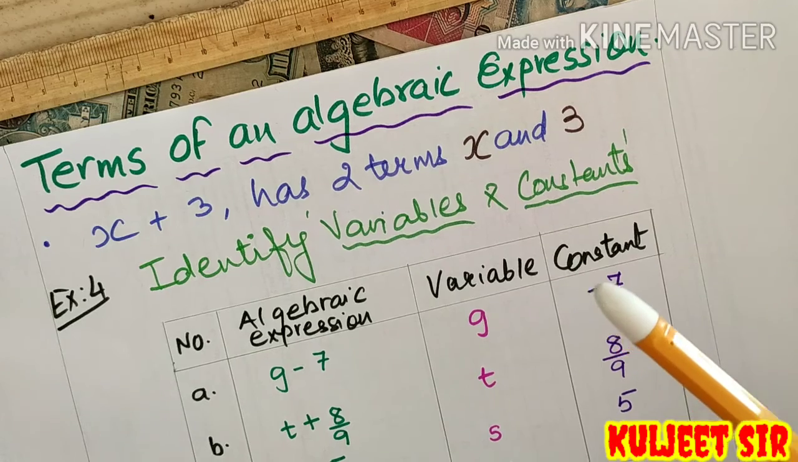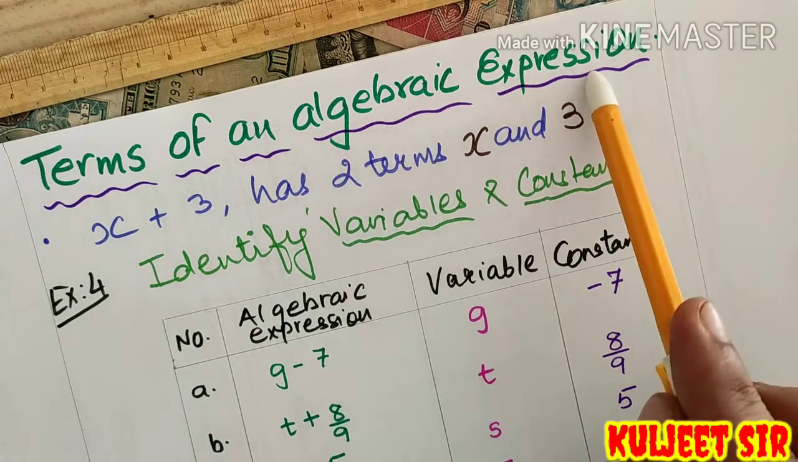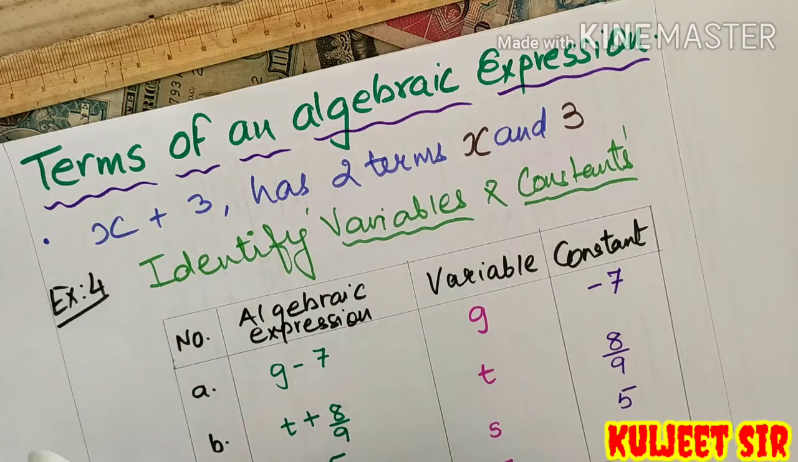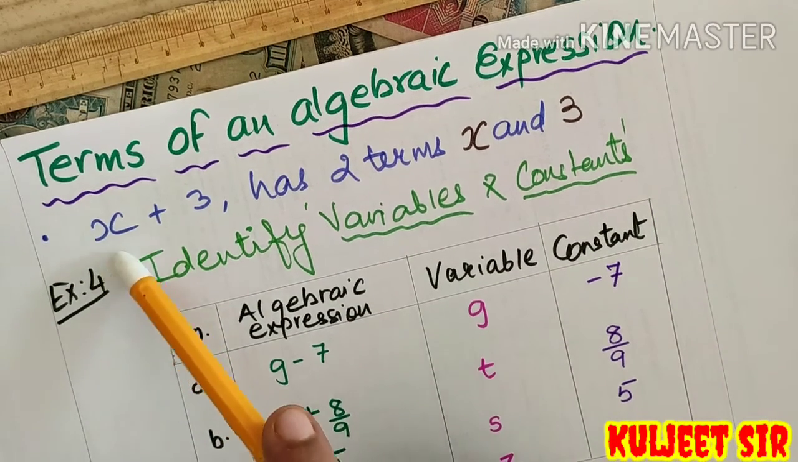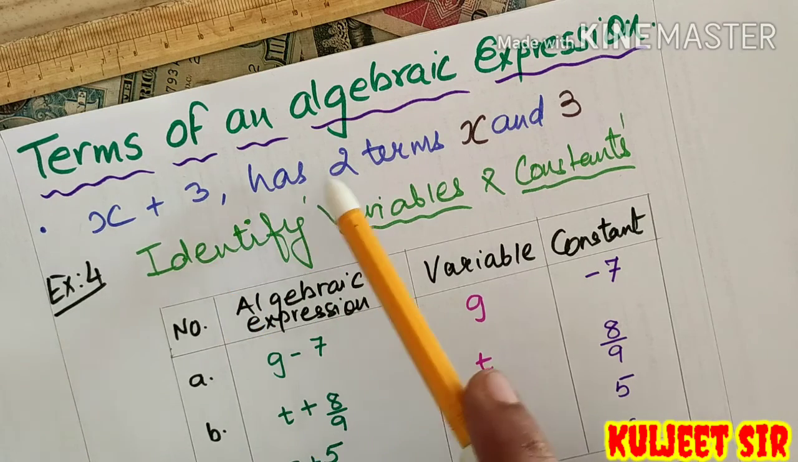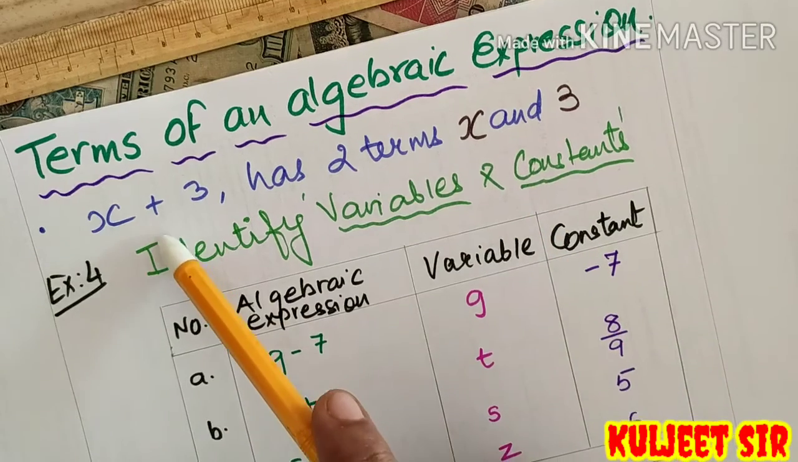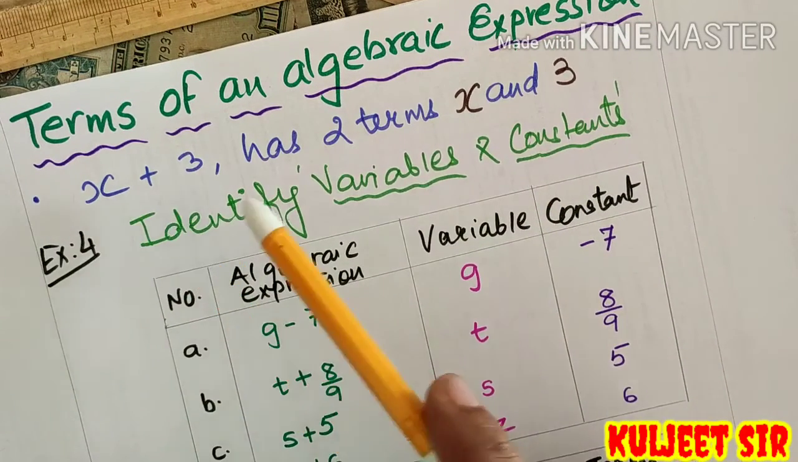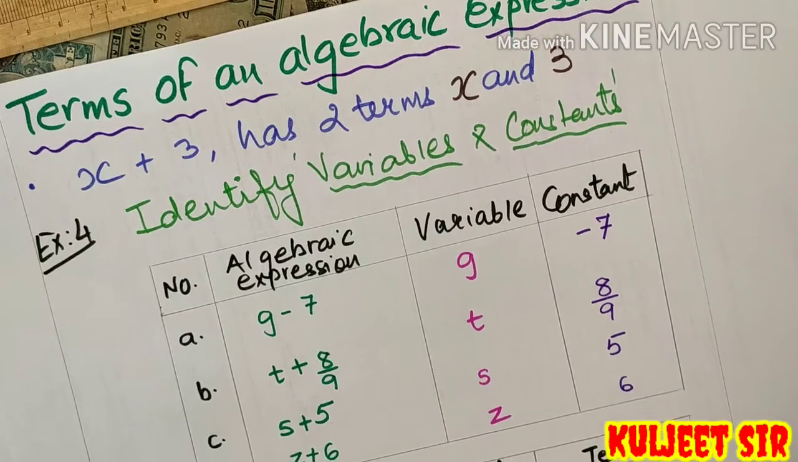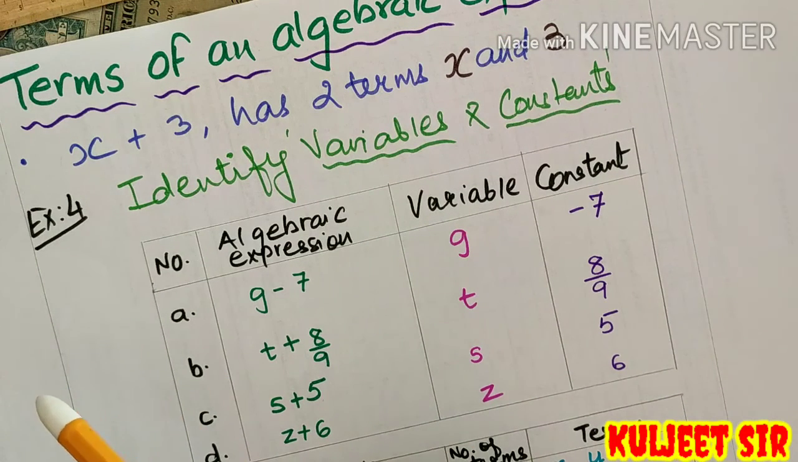Okay students, now we move on to the next topic. Terms of an algebraic expression. See, I have written an expression for you on the screen, x plus 3. Now you can see x plus 3 has two terms. One is x and another one is 3. And they are separated by an addition sign in the middle. To make this clearer, let me take example number 4.